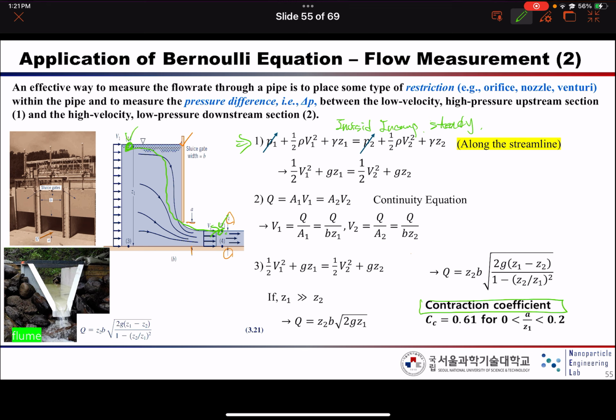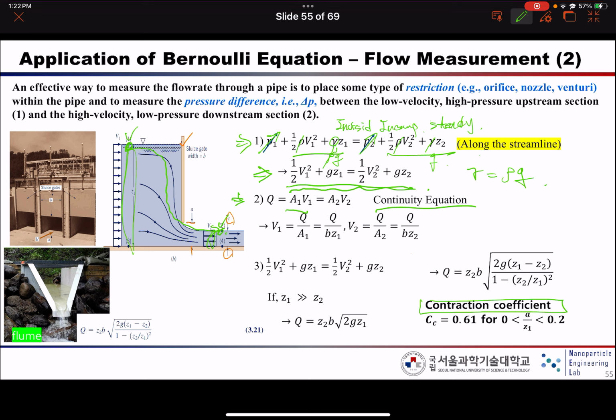And here points 1 and 2 are open to the air, so the pressure should be identical to atmospheric, right? So in that case, P1 and P2 will be neglected, right? And this term you can write like this because gamma is rho g, right? So the density will be cancelled, and we can make this kind of equation. And also here we can use the continuity equation because it has a different diameter, so we can get another piece of information over here.